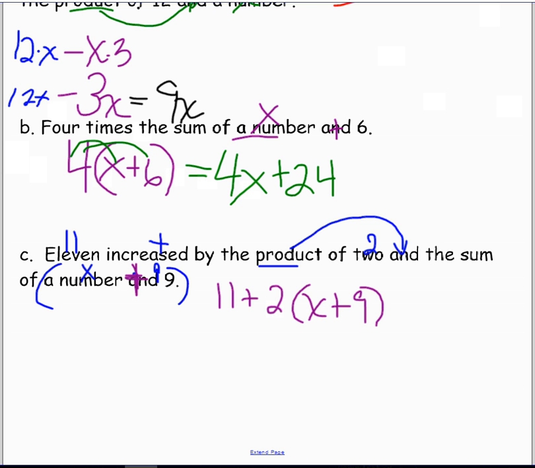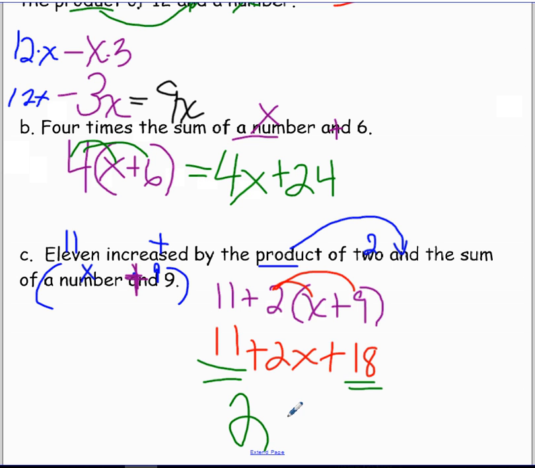So before we can combine like terms, we have to get rid of our parentheses. So 2 distributes into the x and to the 9. So we'll have 11 plus 2x plus 18. And then we'll combine like terms. We have our 11 here and our 18 to be combined to give us 29 as our constant. So 29 plus 2x is what we get when we simplify.